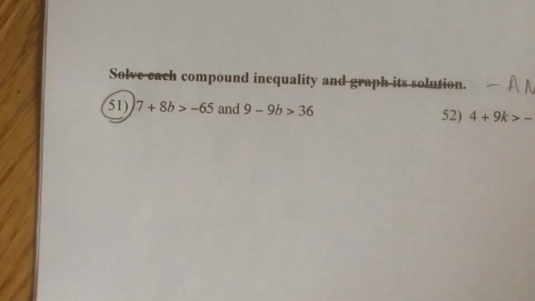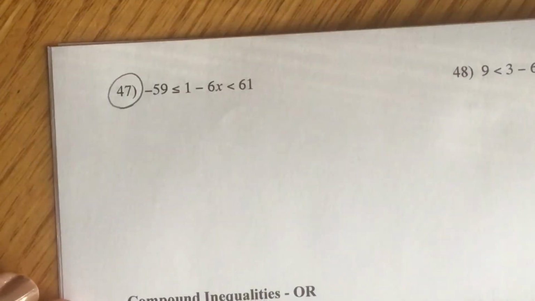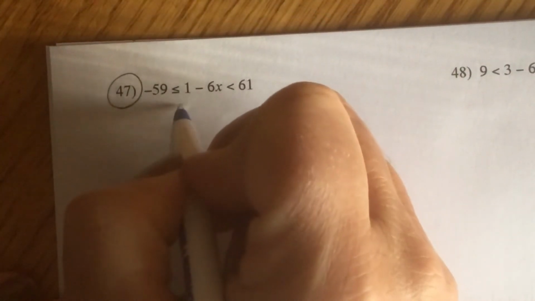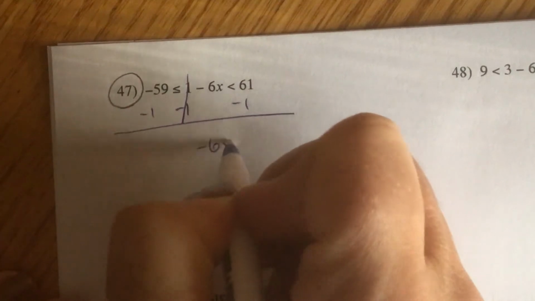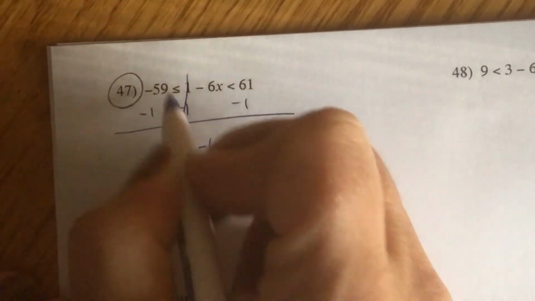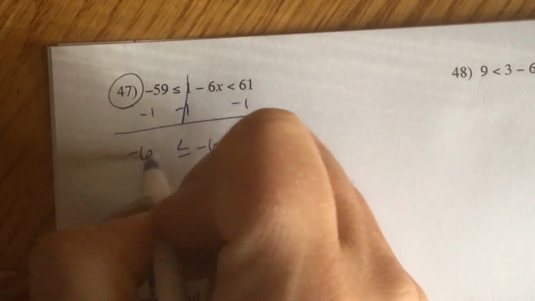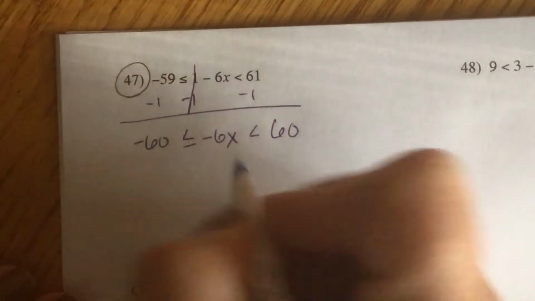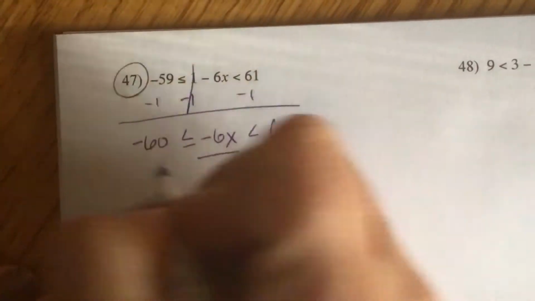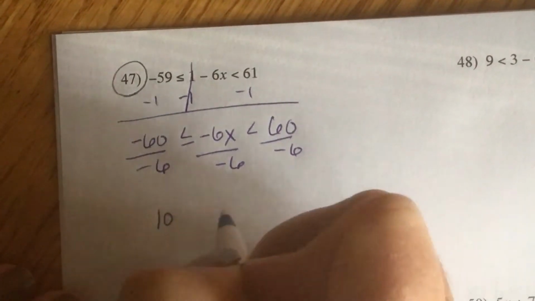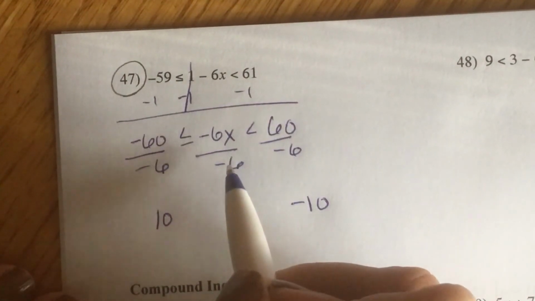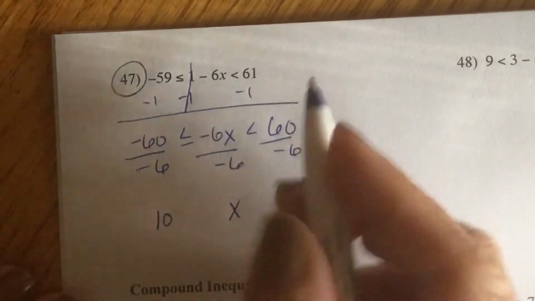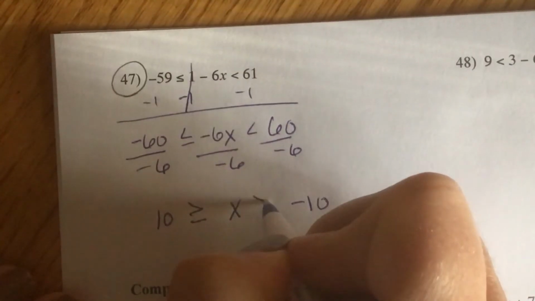Then the next type of, actually let's do another one like this that has a negative involved. So you look at the middle, we're going to start with the 1, so we're going to subtract 1 from everything. So that leaves us with negative 6x on the inside, and this would be 60, and then this is negative 60. So now we need to divide by a negative 6. So we divide everything by negative 6. So this gives us a positive 10, this is an x, and this is a negative 10. But because we divided by a negative number, we have to flip the sign. So this becomes greater than or equal to, this becomes greater than.